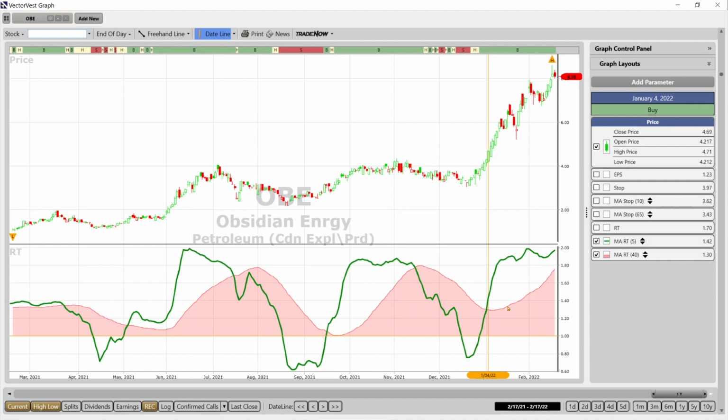Here's another. It doesn't look like a huge slope, but the trend is really moving up, and we go from $4.69 all the way up to $8. And of course, energy has been very, very strong.